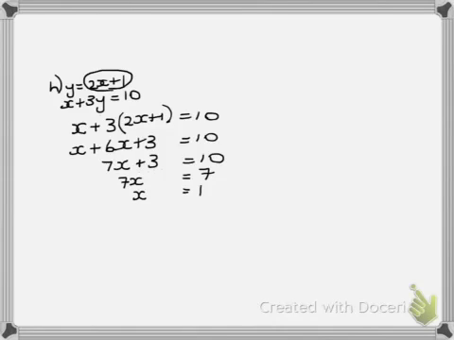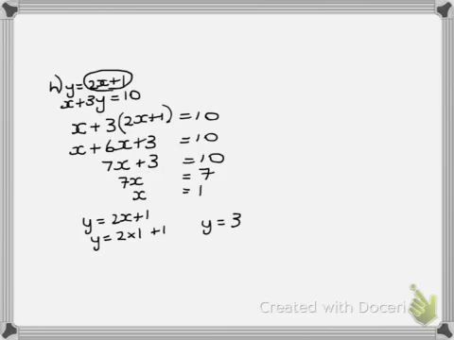I've found x, now I need y. Now for my first equation, I was told that y equals 2x plus 1. I now know that x is 1, so I'm going to write y equals 2 times 1 plus 1. So my y is going to be equal to 2 times 1 is 2 plus 1 is 3. Final answers, x is 1 and y is 3.